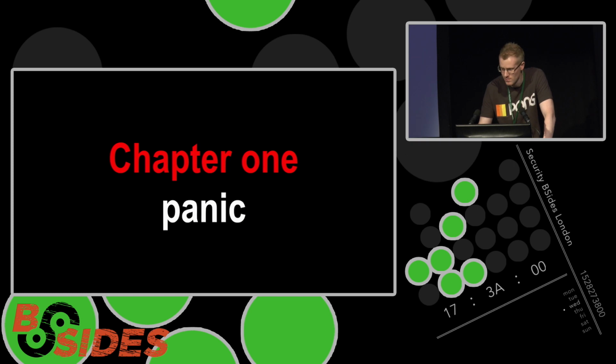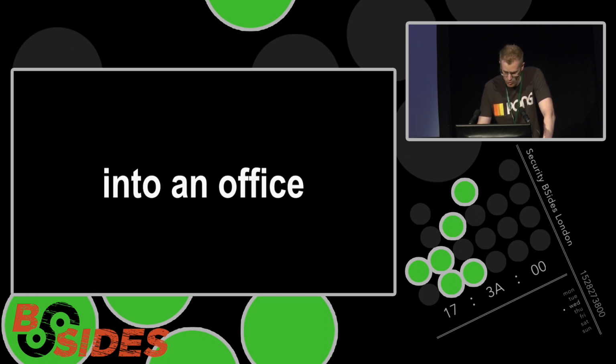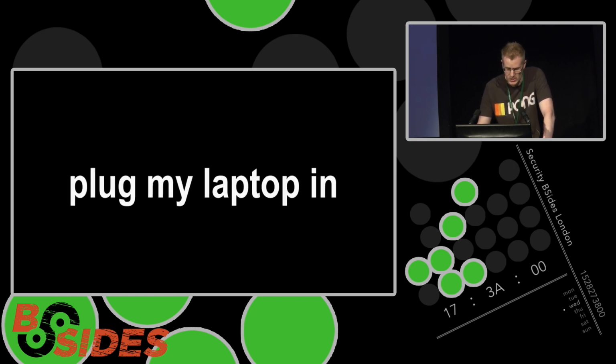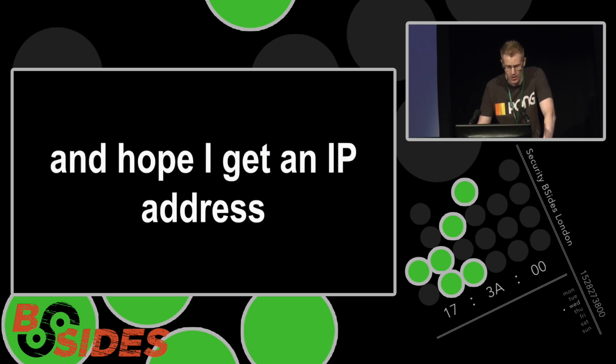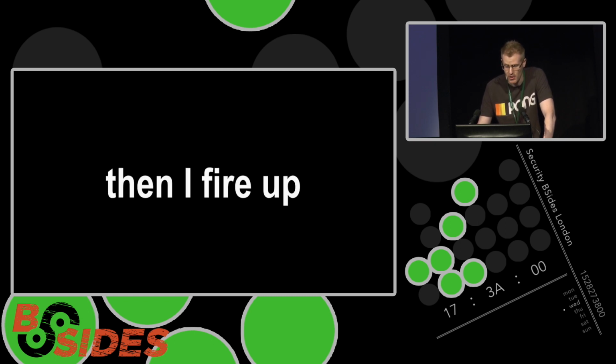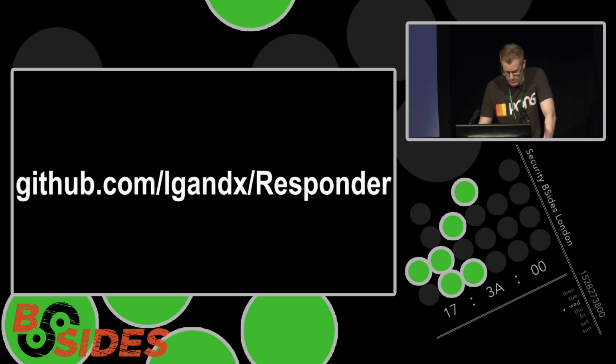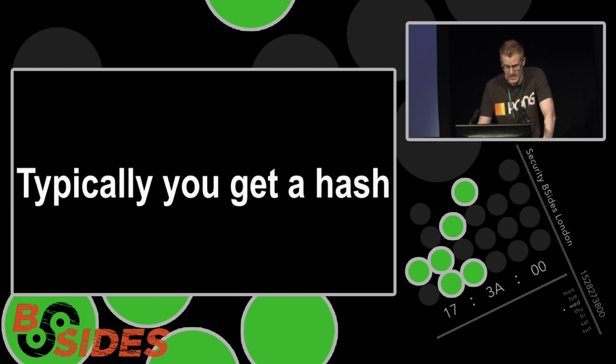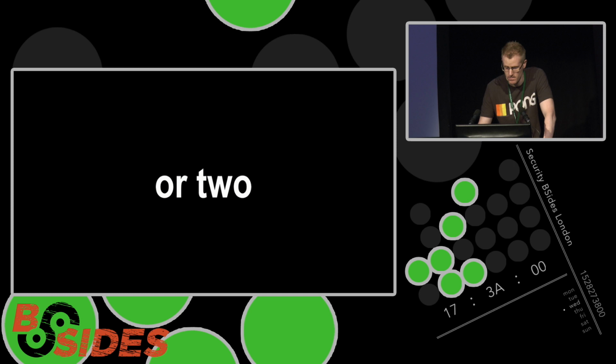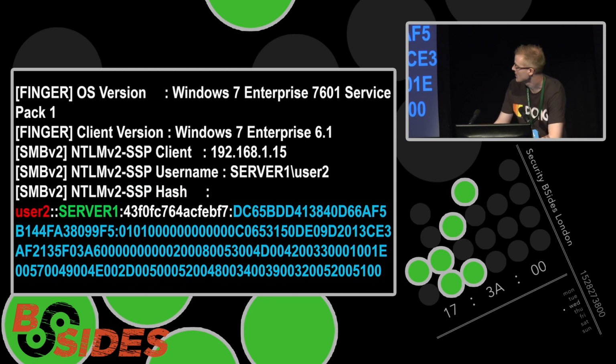Chapter 1. Typically, after walking into an office, I'd find a place to plug my laptop in and hope I get an IP address. Then I'll fire up Responder, and typically you get a hash or two. Here we have an example of what you get, with an extract of the hash at the bottom, the username, and the domain name.